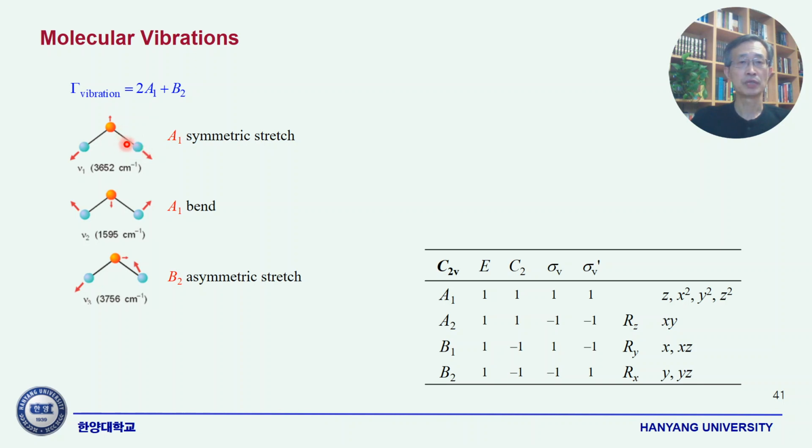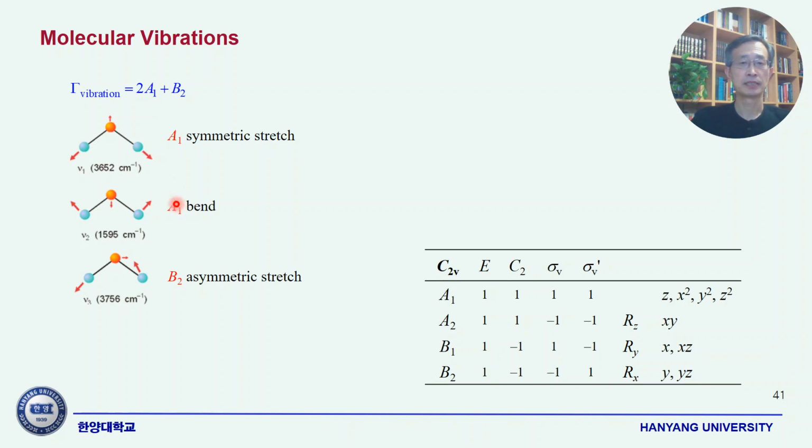And then the C2 rotation will just change it, and sigma V and sigma V prime also. So these two you can draw just like that. So the first one is the A1 symmetric stretch, then the A1 bending. Okay, so this is it.